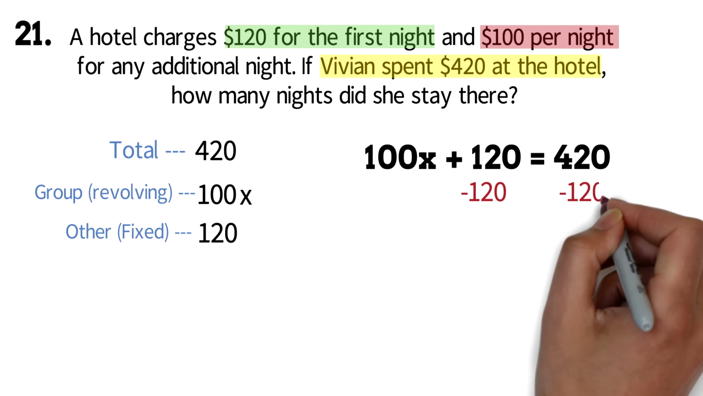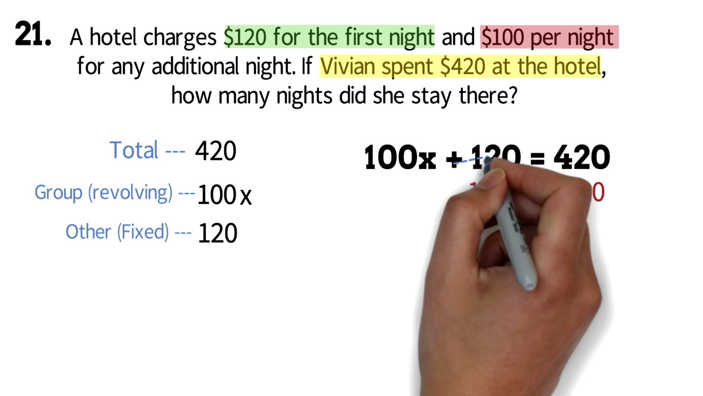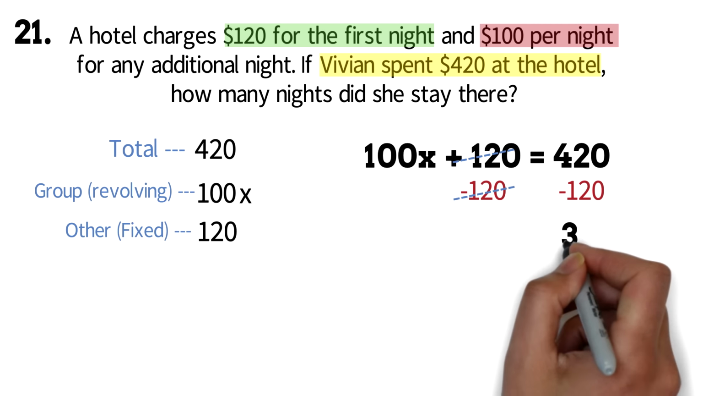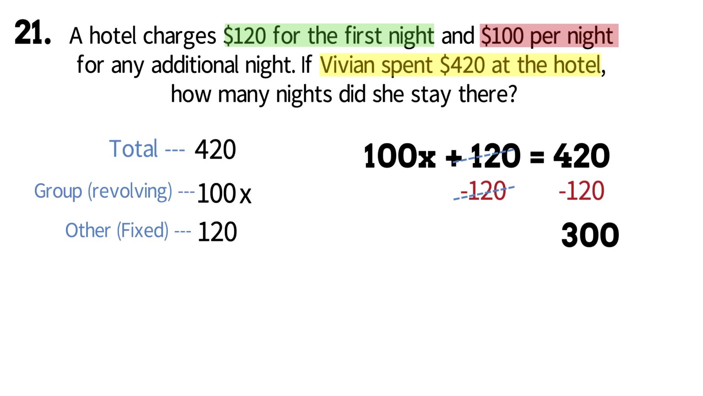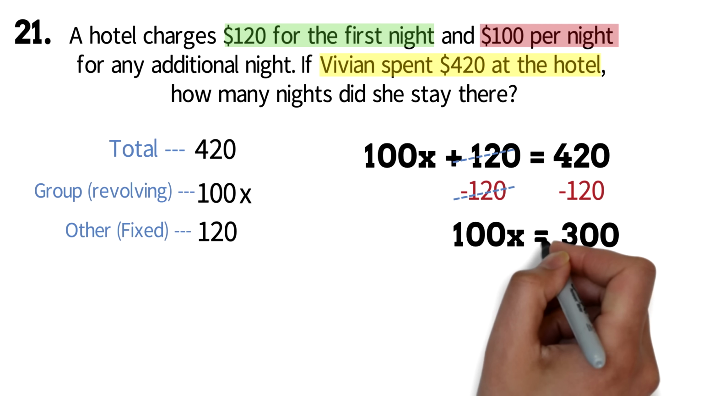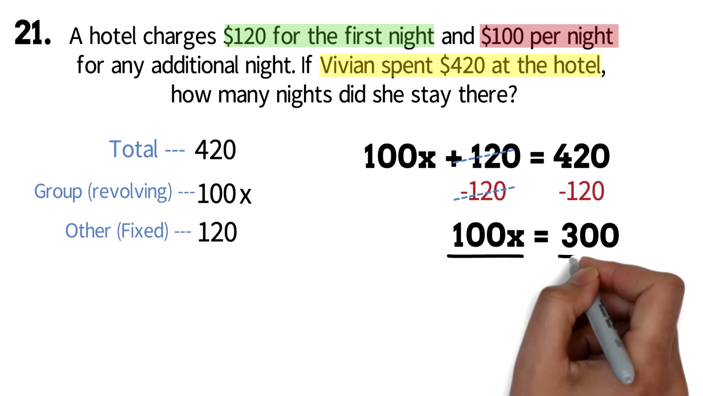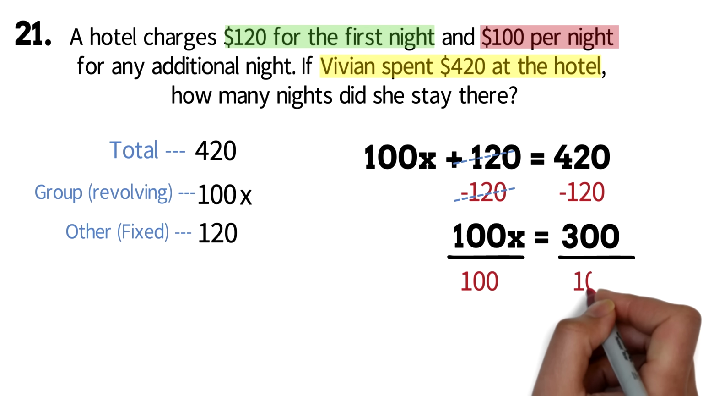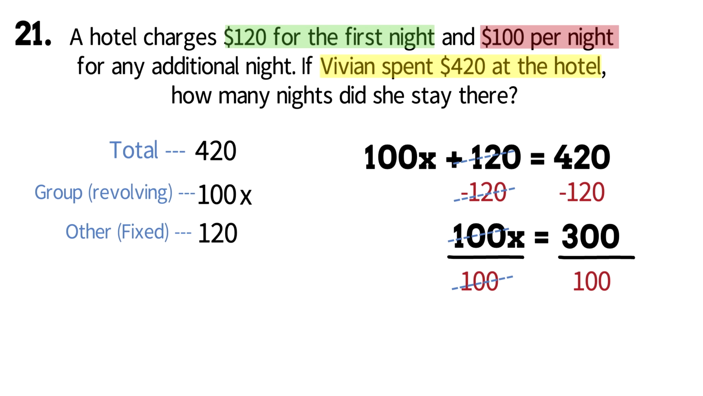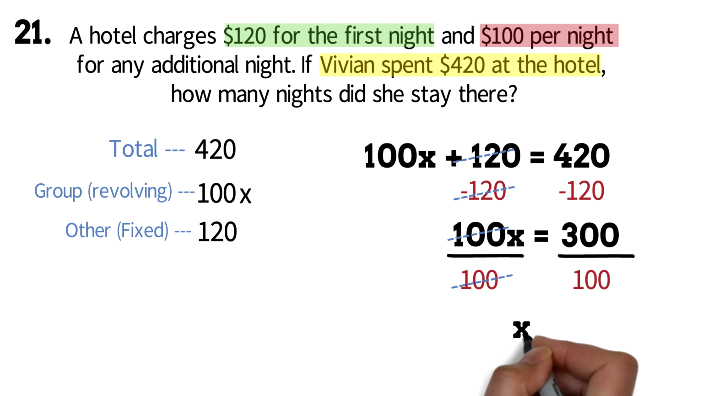We subtract the 120 from both sides. The 120 will cancel out. 420 minus 120 will be 300. So we have 100x equals 300. Next, we will divide both sides by the 100. This will cancel out. 300 divided by 100 is 3. So x equals 3.